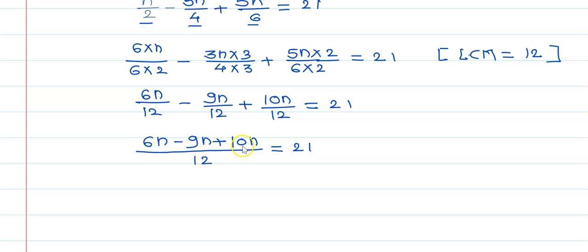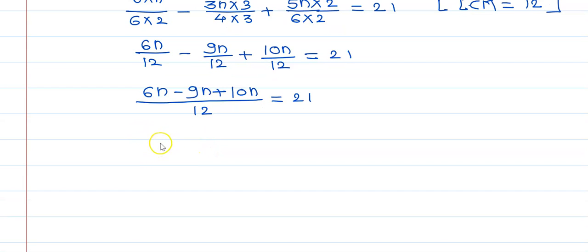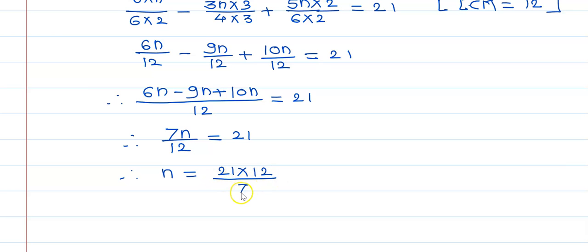6n plus 10n, that is 16n, minus 9n. Okay, therefore here you will get 7n upon 12, and that's equal to 21. And therefore n is equal to, now 12 is divided, it will become multiplied, and 7 is multiplied, it will become divided. Therefore 21 into 12 upon 7.